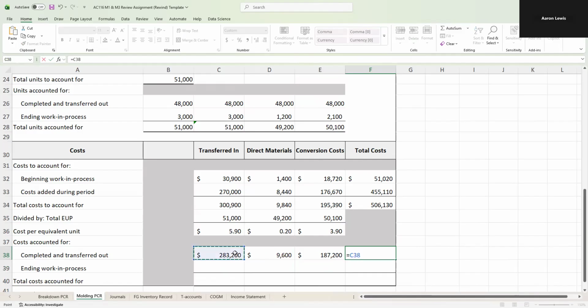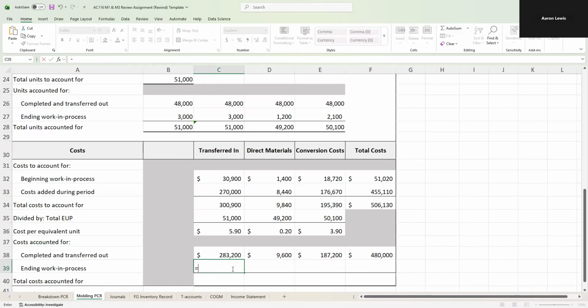Add those three numbers together, and we are saying that all in all, not just between the molding department, but between all phases of production, those units that we transferred out to finished goods, those 48,000 units, cost us a total of $480,000 to produce.